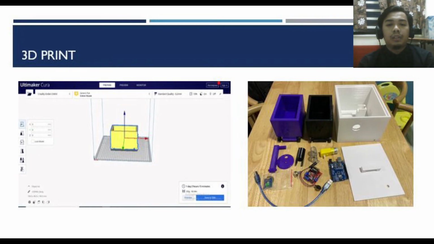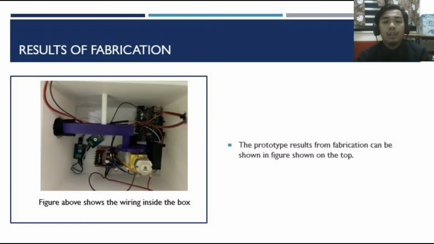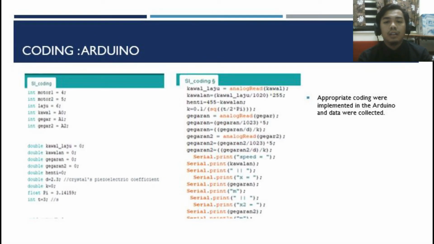After all parts were printed, the components were assembled including the wiring. This slide shows the wiring inside the box. All the electronic parts are placed in the box except the battery outside the box and the piezo vibration sensor under the car. The picture shows the coding inside the Arduino.